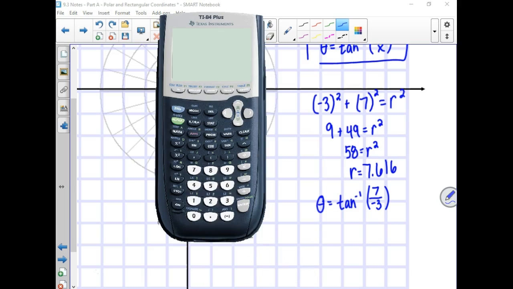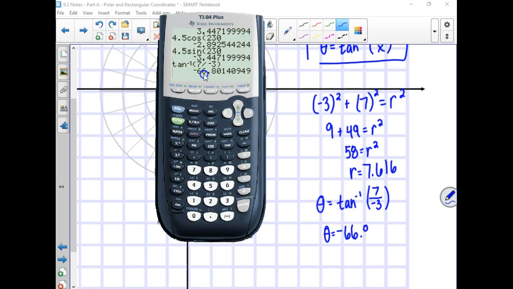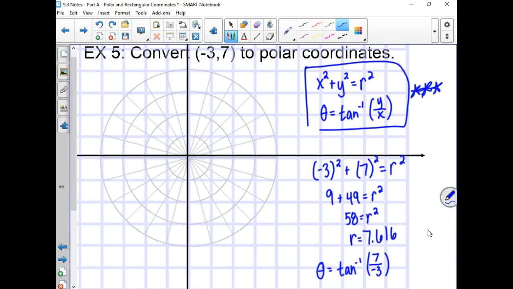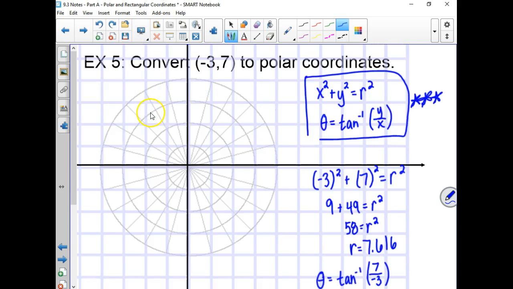And if we do that in our calculator, tangent inverse of 7 over negative 3 is going to give us negative 66.801. Now, here is the limitation with that. Let's graph this. Okay. If we graph this, we would go to the left. Again, you're thinking like you've got, it's going to go off of my graph big time.